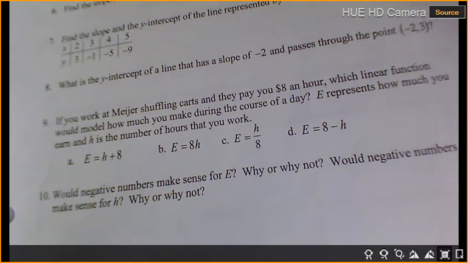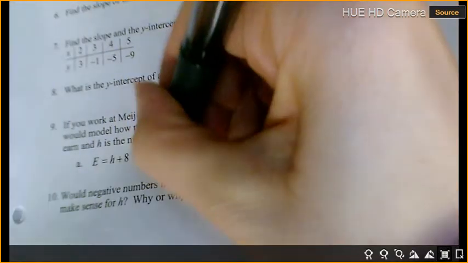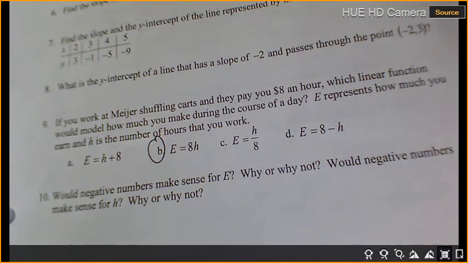C, E equals H over 8. You earn the number of hours divided by 8. Or D, you earn 8 minus the number of hours. Which one is it? A, B, C, D, or E? Yes, it's B. Okay. Would negative numbers make sense for E? Why or why not? Could you ever earn negative money?